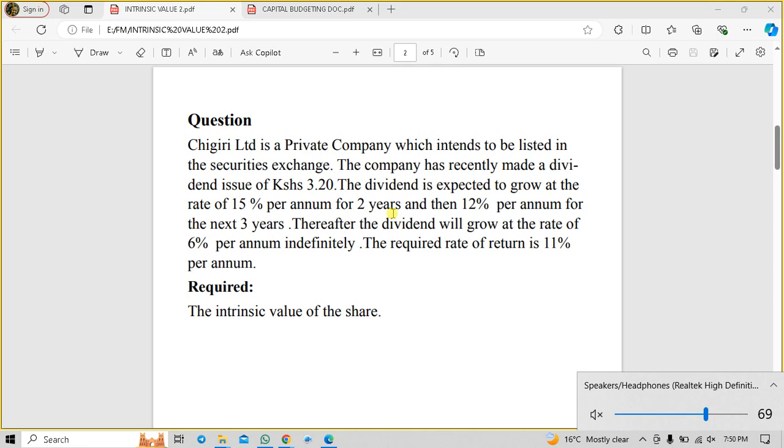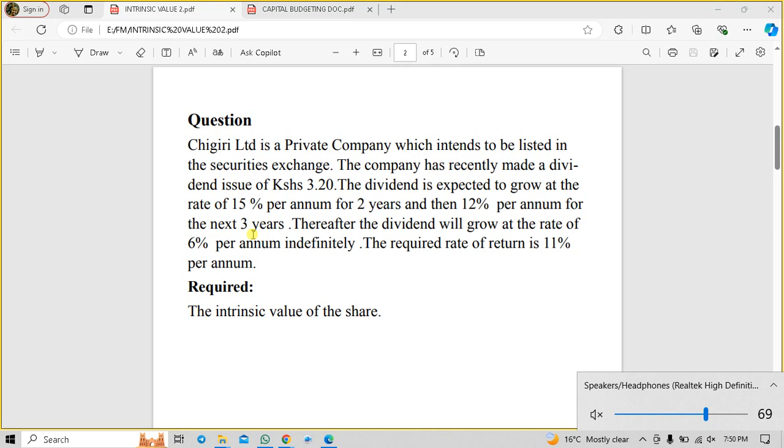So that means that the first 2 years, so for example, we are in 2024. So if we buy shares in this company, we are expecting a dividend of 3.20 shillings. And then the dividend will grow after 2 years. So that means that the first year and the second year, we are going to receive 3 shillings and 20 cents. But now, it will grow at the rate of 15% per annum for 2 years. And then 12% per annum for the next 3 years.